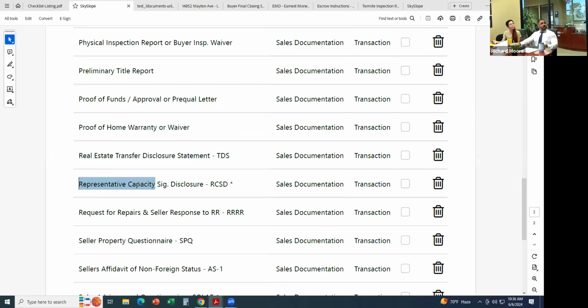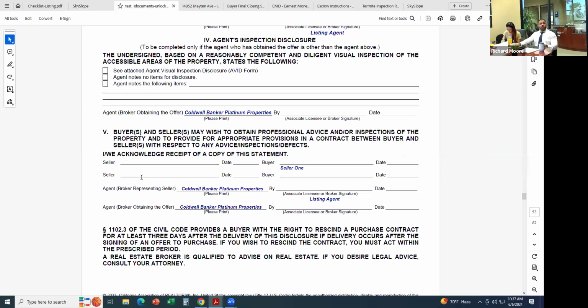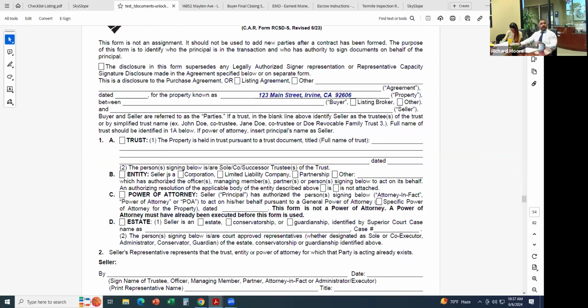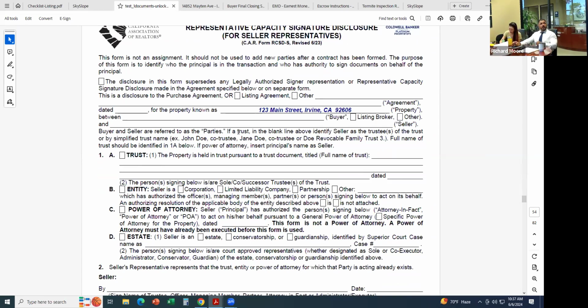All right, the next one is the representative capacity signature disclosure, also known as the RCSD. This is, if applicable, so if the property is owned by an entity, right? A trust, an LLC, corporation, anything like that, then you're gonna need this form. There's one for sellers, there's also one for buyers. So if the property is owned by, let's say, a trust, then you have to use this form, and then you're gonna check mark trust right here on number 1, and you're gonna write the name of the trust.